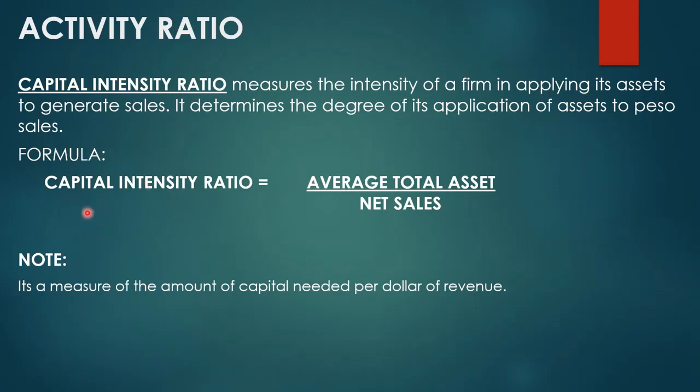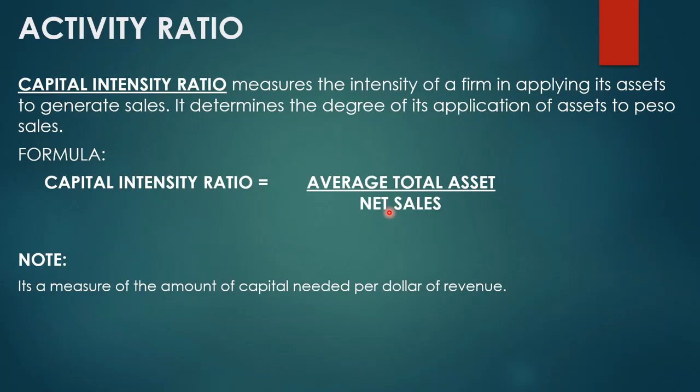Let's say, ang answer dito is 2. Kasi ang capital intensity ratio is 2. Meaning, it will take 2 pesos to produce 1 peso of net sales. Tandaan nyo, kapag ang answer dito is 2, meaning lang yan, the company needs 2 pesos to produce 1 peso of net sales. Kasi nakalagay dito, it measures the amount of capital needed per dollar revenue. Let's say 2 ang answer. It will take $2 to produce $1 of net sales.